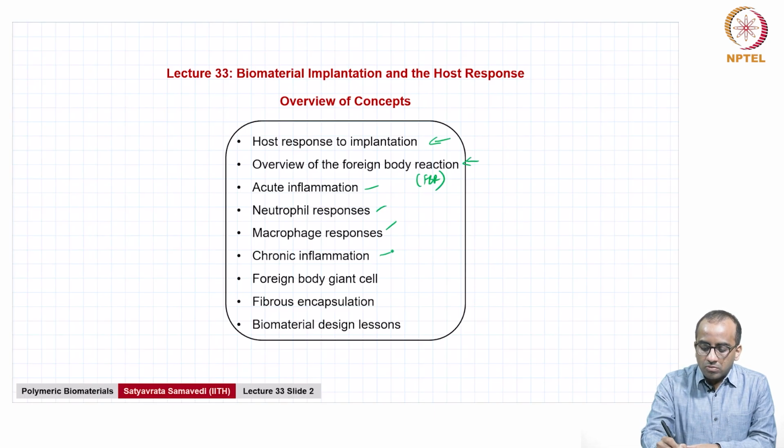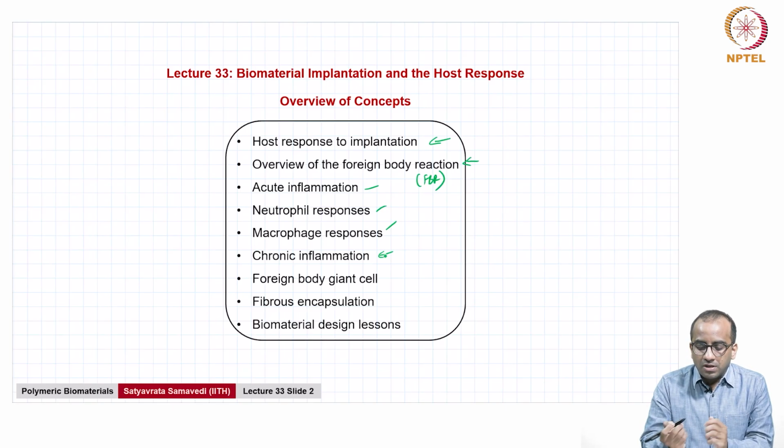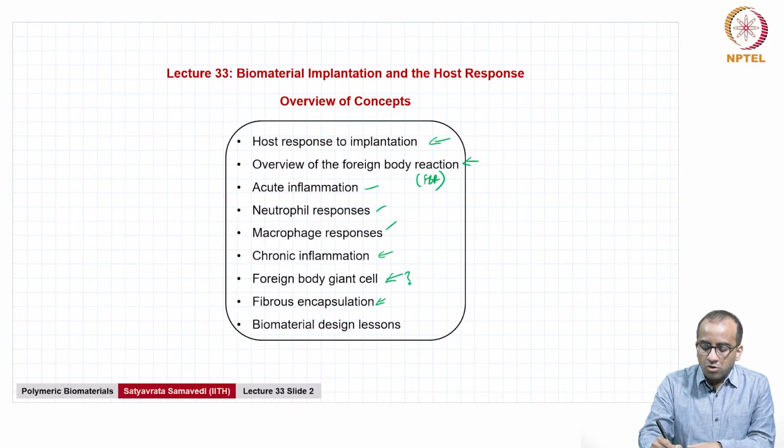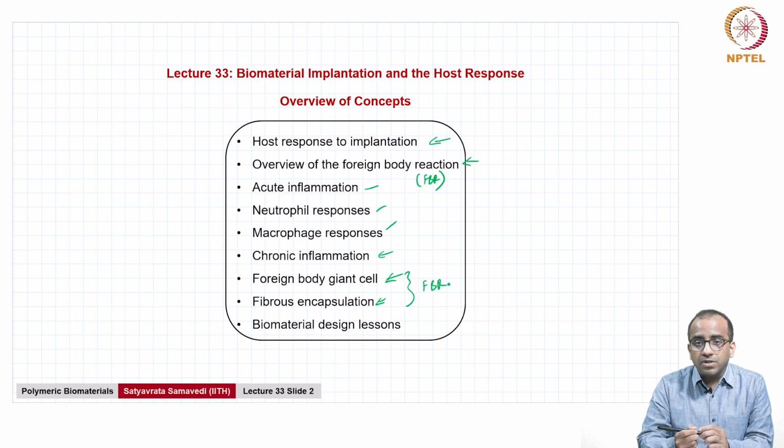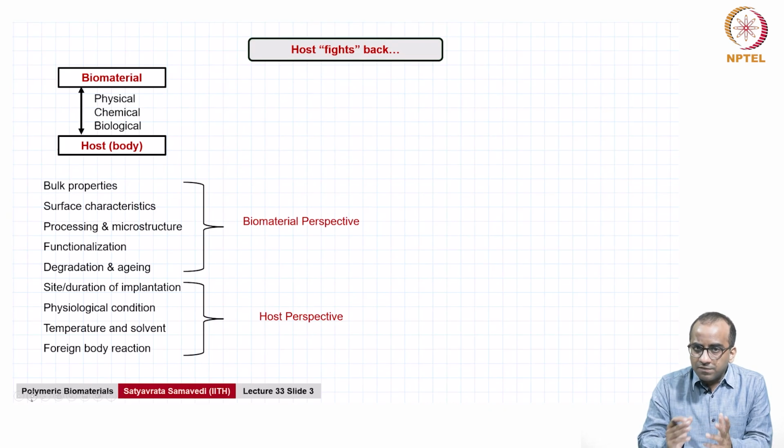And then we will move on to other aspects in that timeline of events, namely chronic inflammation and the formation of foreign body giant cell and eventually fibrous encapsulation, both of which constitute the foreign body reaction to the implanted biomaterial. And as always, because the initial part of this lecture is focused on the host response, towards the end, we will focus on what lessons we can learn for the design of biomaterials to minimize the foreign body reaction. So with that quick introduction, let's jump right into the lecture and first recapitulate some aspects of biomaterial host interactions that we have seen earlier.